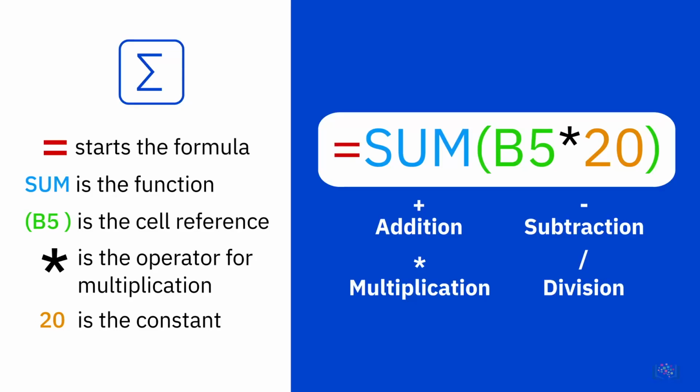This might be a whole number, such as 5, it might be a percentage, such as 10%, or it might even be a date. So a typical formula might be equals sign, sum, open parenthesis, B5, asterisk, 20, close parenthesis, which would take the value in cell B5 and multiply it by 20.